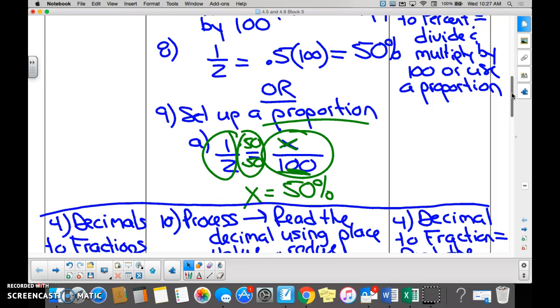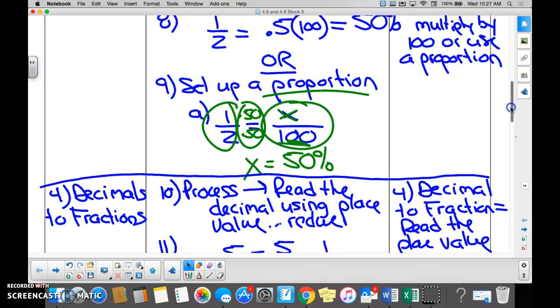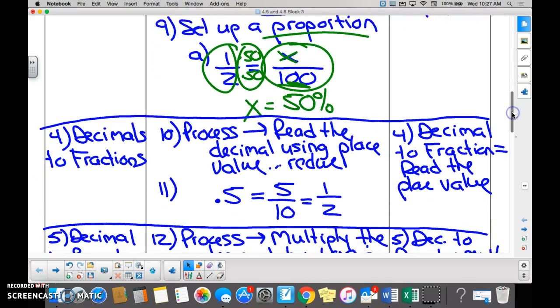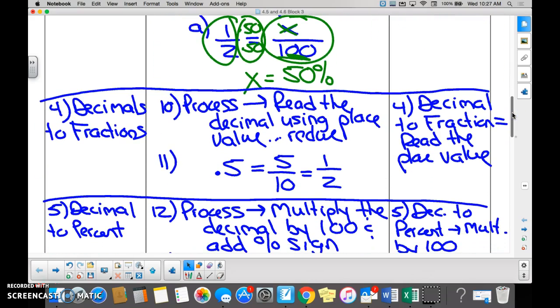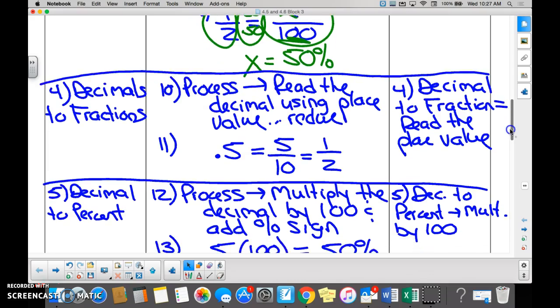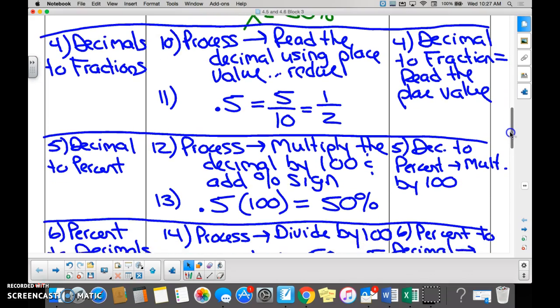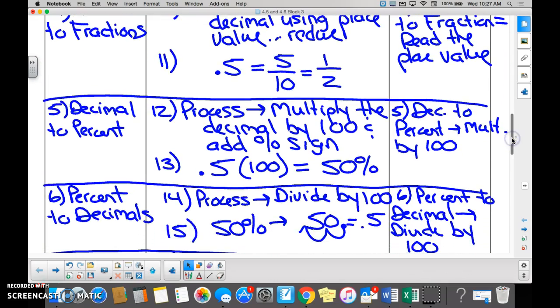Number 3, to go from a decimal to a fraction, you simply read the decimal, and then you have to read the decimal with what in it? You have to read it with place value. That should be a really easy one for you. Decimal to percent, you do what? Multiply the decimal by 100, then obviously you can't forget the percent sign.